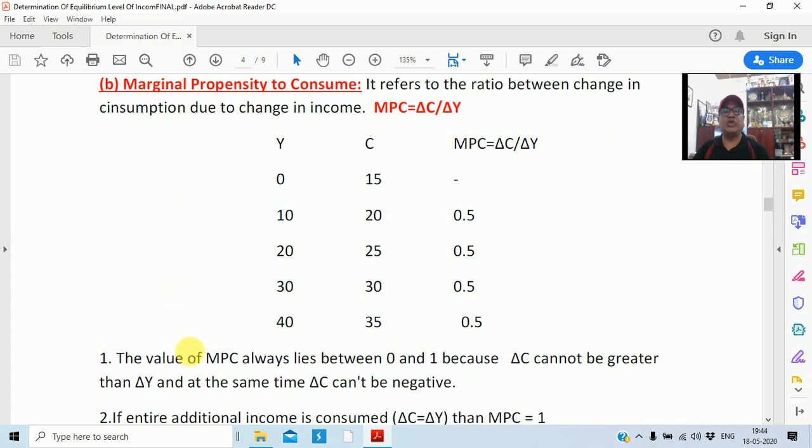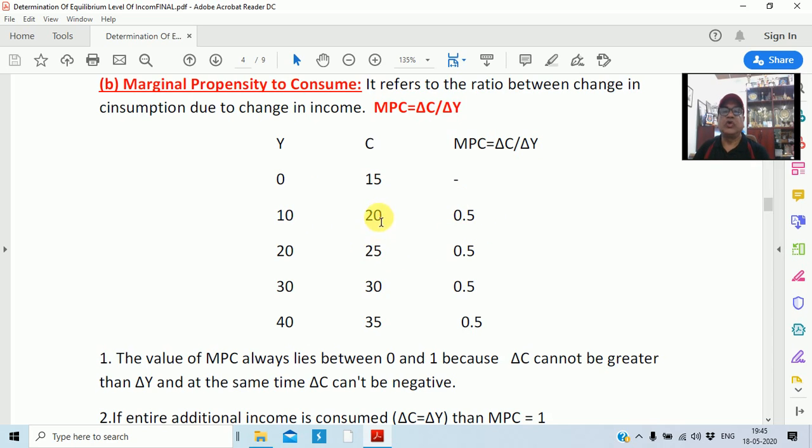See, I am taking the same schedule here. Now here I have to calculate MPC. What is MPC? Delta C. This is delta C, meaning change in consumption. How much change in consumption? See here, 15 to 20. How much? 5. Divided by change in income, 0 to 10. 5 divided by 10 is equal to 0.5.